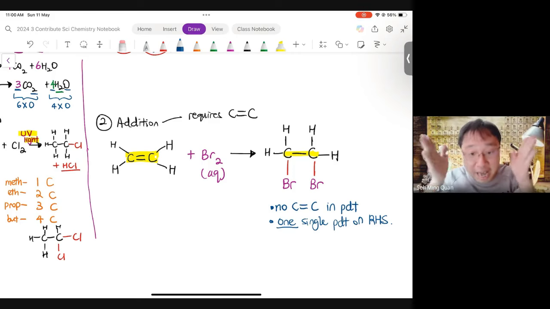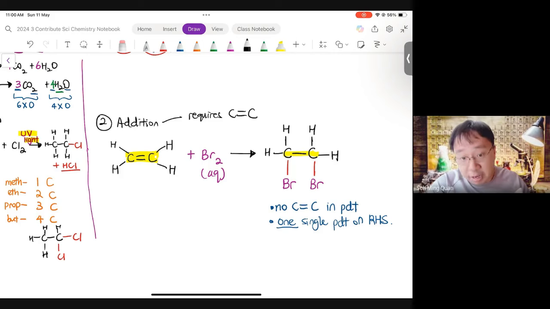Because it's addition, it adds to just one thing. So we need not stop at ethene, we could go on. There are other alkenes, right? So for example, the next alkene has 3 carbon atoms. How would you draw that?